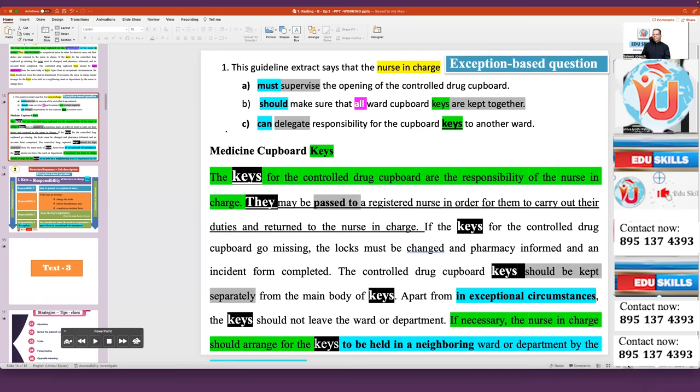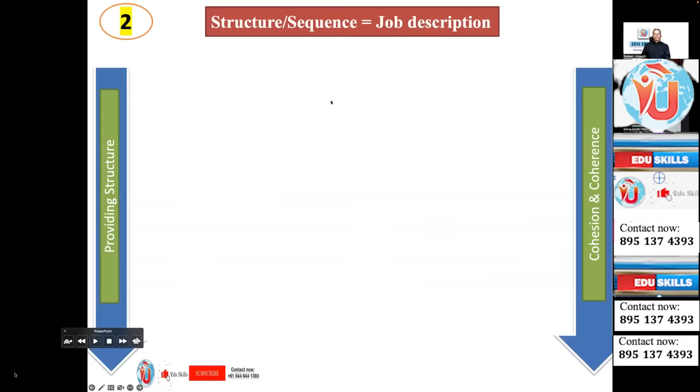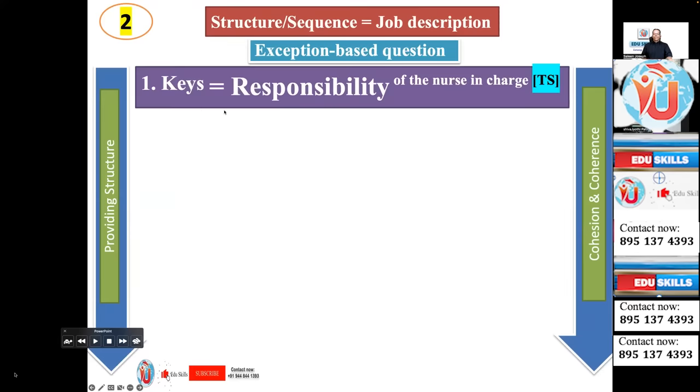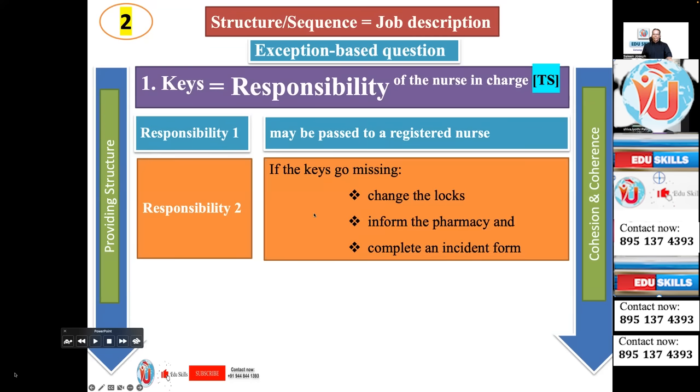The structure. I'm stressing the structure because that is the important thing, okay? Exception-based question, structure, sequence, job description of a nurse in charge, right? It's something called a job description, what she should do. First, keys, responsibility of the nurse in charge. That is the topic sentence, meaning of keys of the controlled cupboard. I made it short. Responsibility of the nurse. Responsibility one, may be passed to a registered nurse for performing the duties. And responsibility two, if the keys are missing, what should you do?